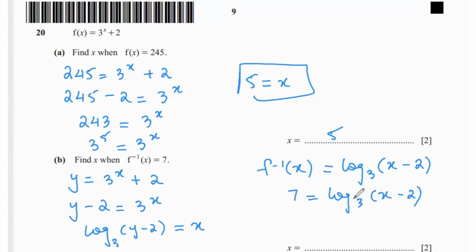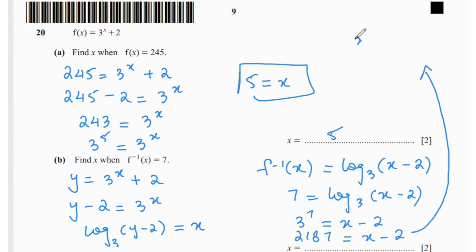Now, once again, we're going to convert the log to exponential form. Go the other way around. Now it's going to be 3 to the power of 7 equals x minus 2. 3 to the power of 7 is 2187, equals x minus 2. So x is going to be 2187 plus 2, which is 2189. That is your answer.